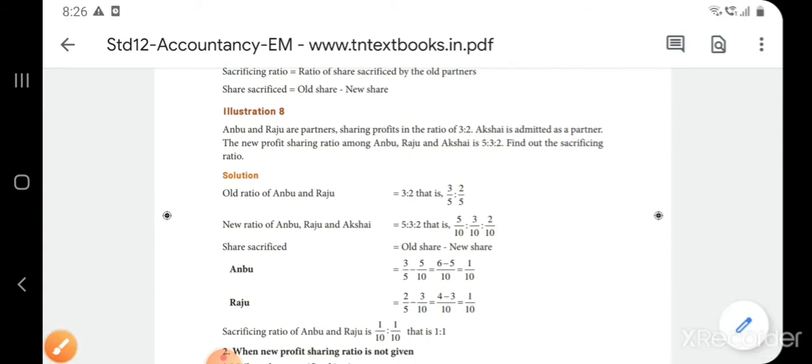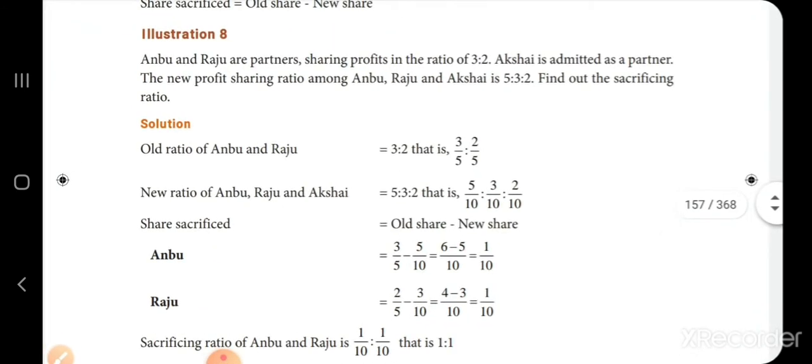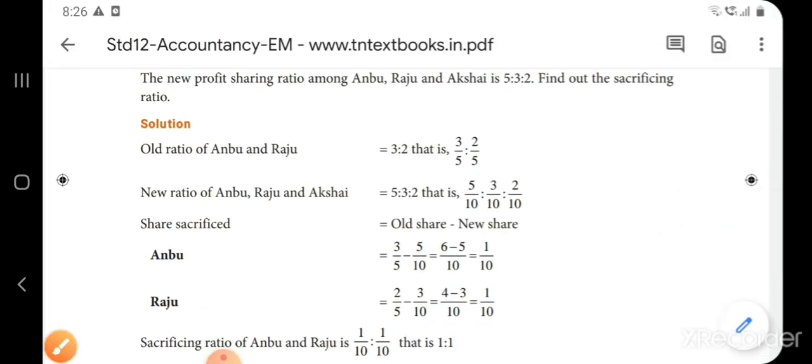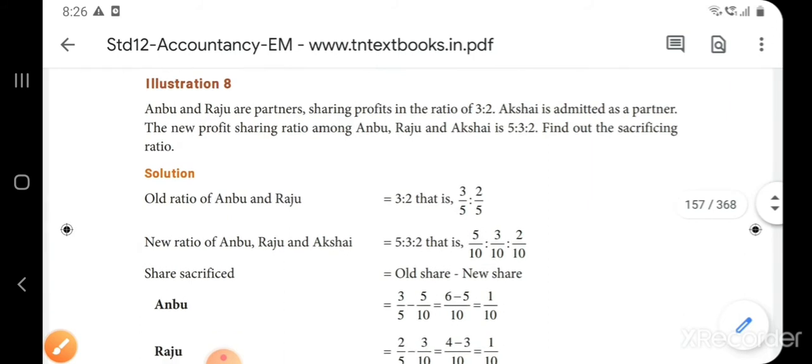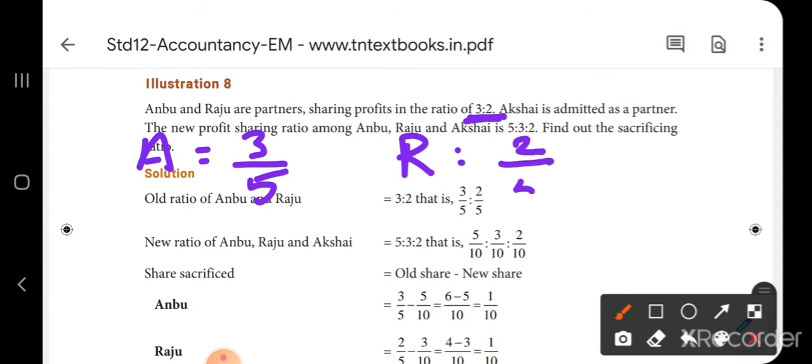Now, Anbu and Raju are partners sharing profits in the ratio of 3:2. Okay, so this is the old share. That means Anbu is getting how much? 3 by the total, 3 plus 2, 5. 3 by 5. And Raju is getting how much? 2 by 5. This is the share.